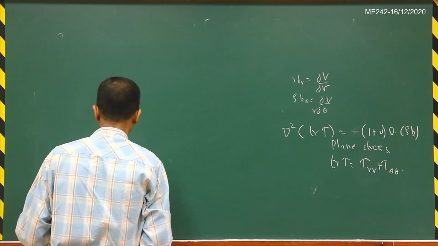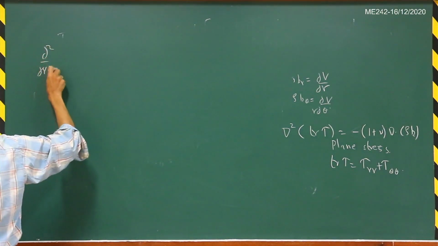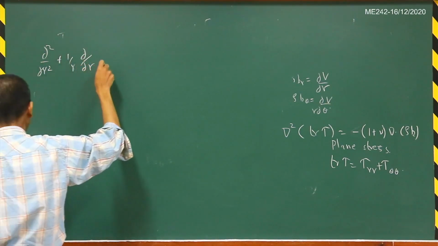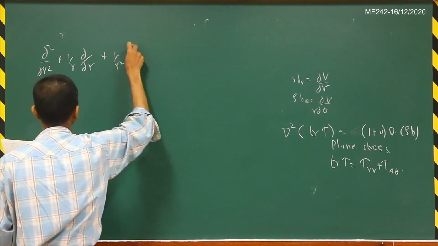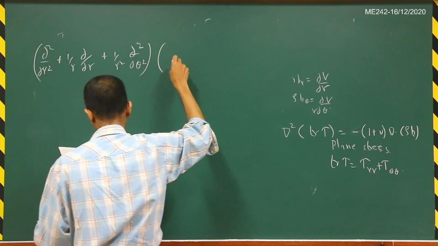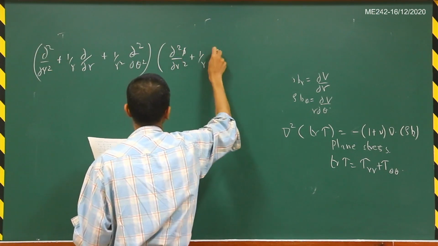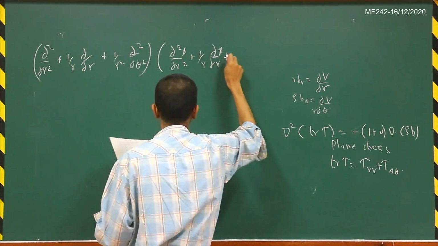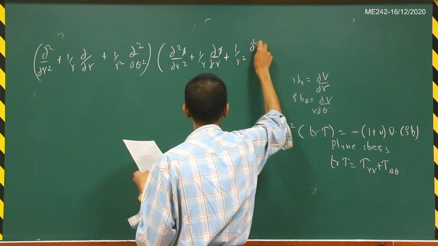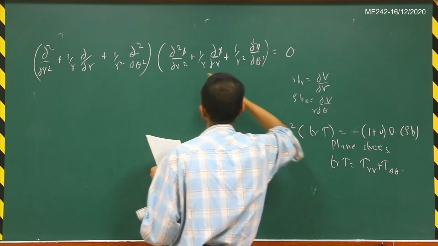So let us write this particular thing. del square by del r square plus 1 by r del by del r plus 1 by r square del square by del theta square, times del square phi by del r square plus 1 by r del phi by del r plus 1 by r square del square phi by del theta square, is equal to 0. So this will be the governing equation.